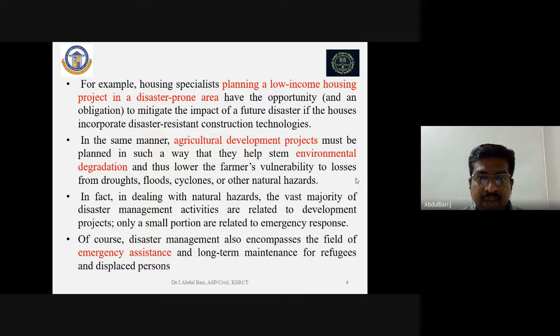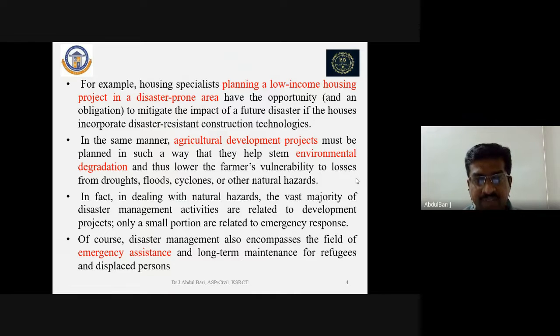In the same manner, agricultural development projects must be planned in such a way that they help to stem environmental degradation and thus lower the farmers' vulnerability to losses from droughts, floods, cyclones, or other natural hazards. So agricultural development projects must be planned to help reduce environmental degradation as well as lower the farmers' vulnerability.